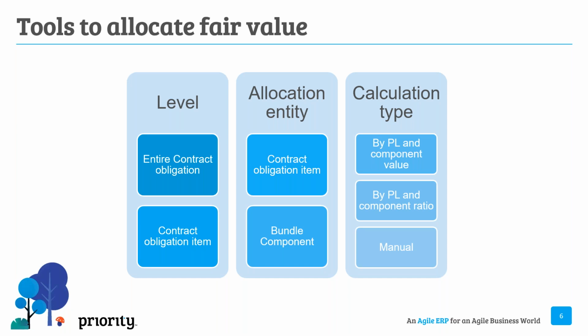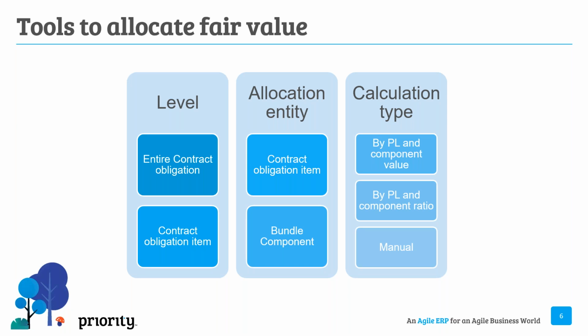Instead, we can allocate fair value to contract obligation items, which means components. What do components mean? As I mentioned in my previous example, we can break down that software license into software, maintenance, and cloud, and allocate each value to the components.